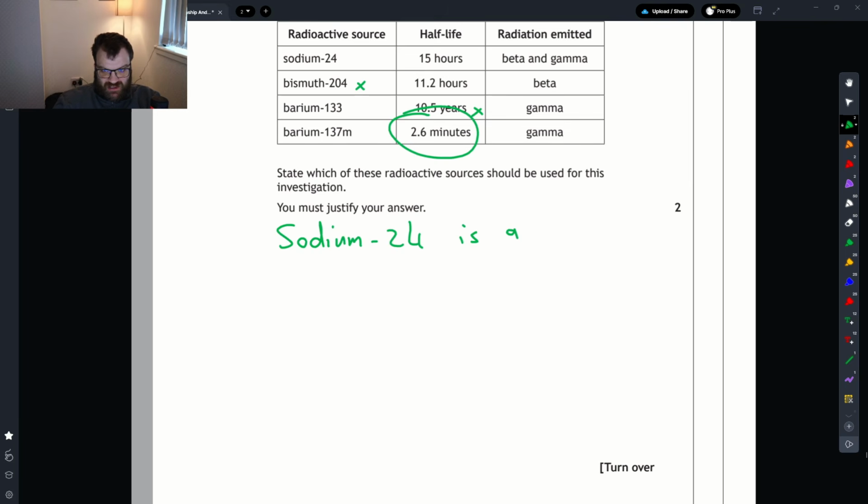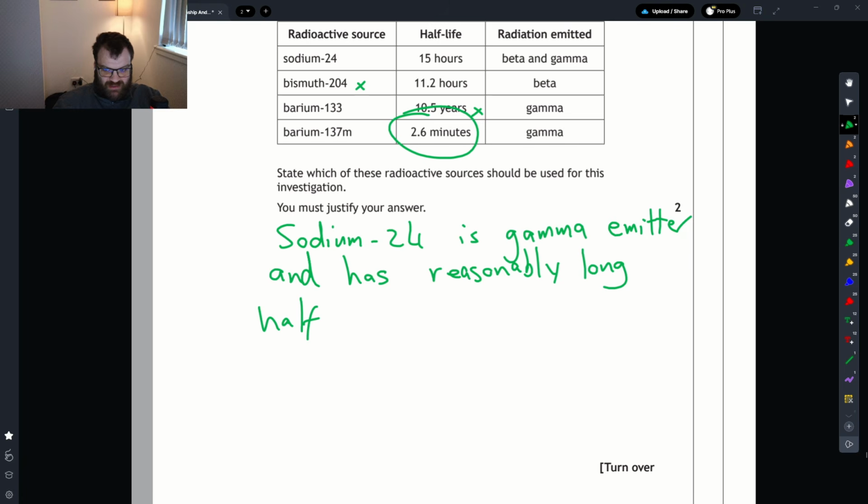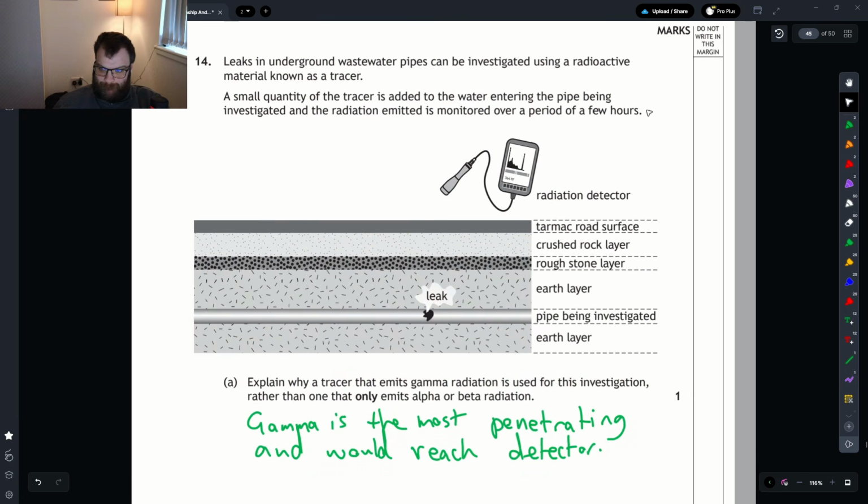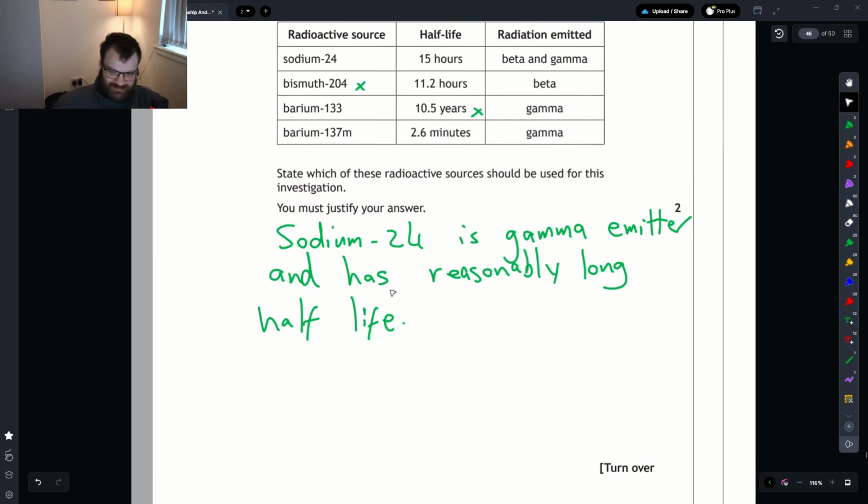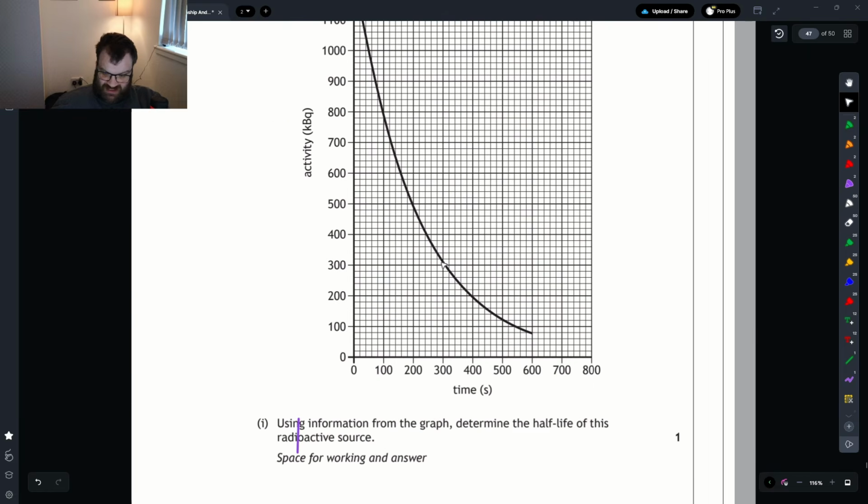What do I say about it? Well, first thing is it's a gamma emitter that has a reasonably long half-life. It's difficult. So 10.5 is unreasonable for that. Both of these two, 15 and 11, 10 hours, that gives you a period of a few hours. Reasonably long. Yeah, suitable, reasonable. Something like that.